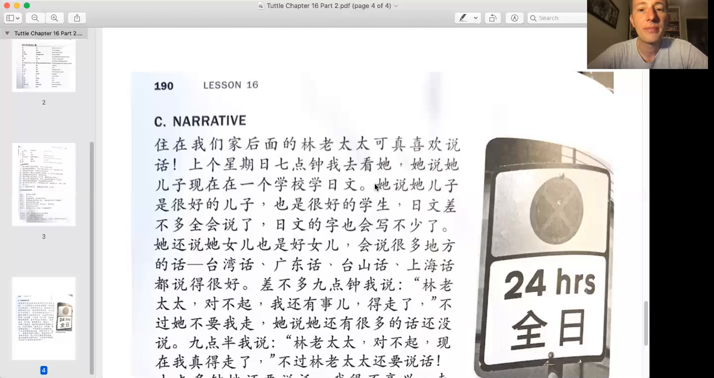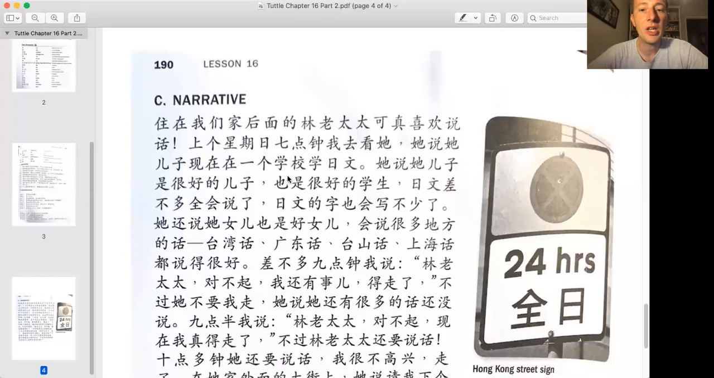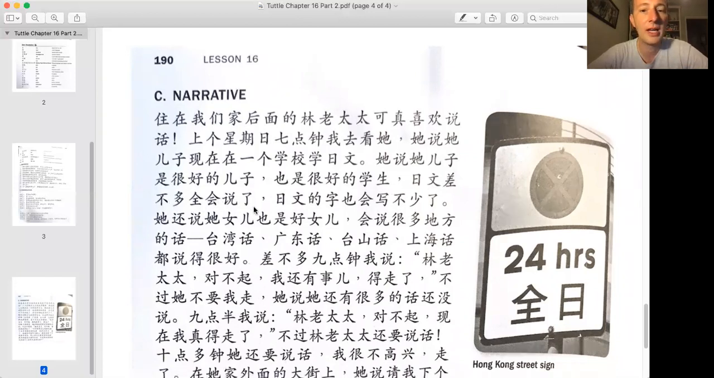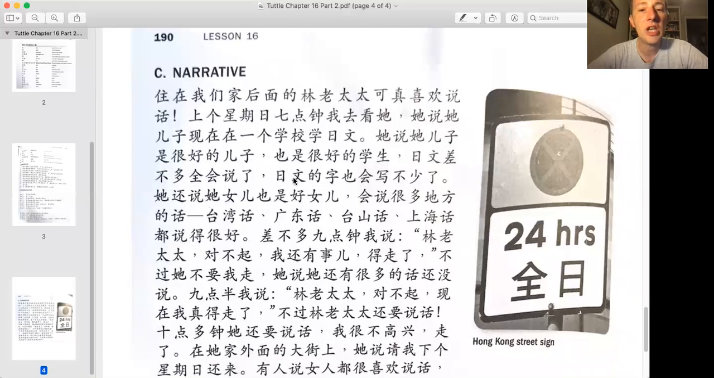From here. 他说他儿子是很好的儿子。She says her son is a very good son. 也是很好的学生, is also a very good student. 日文, Japanese, 差不多全会说了. He can speak almost everything in Japanese. 日文的字, Japanese characters, 也会写不少了. He can also write not a few.